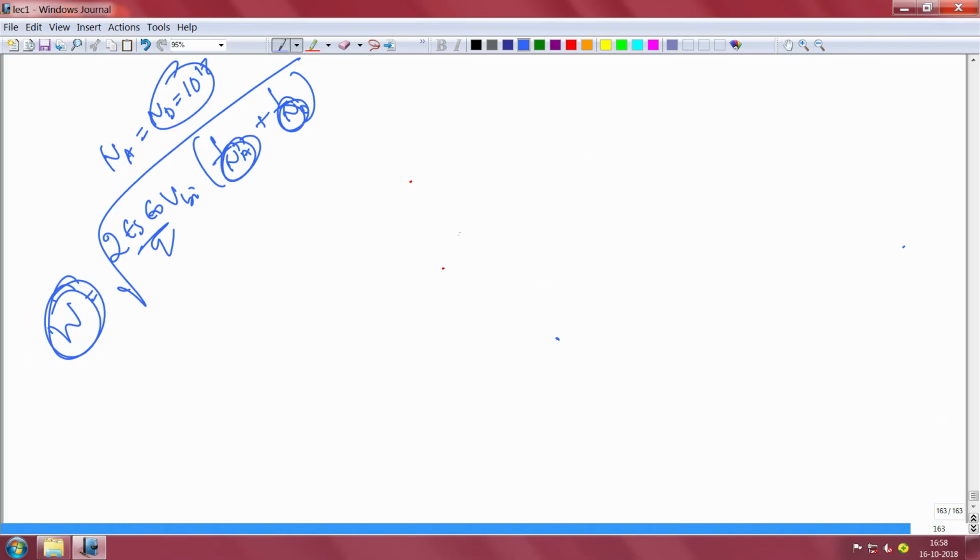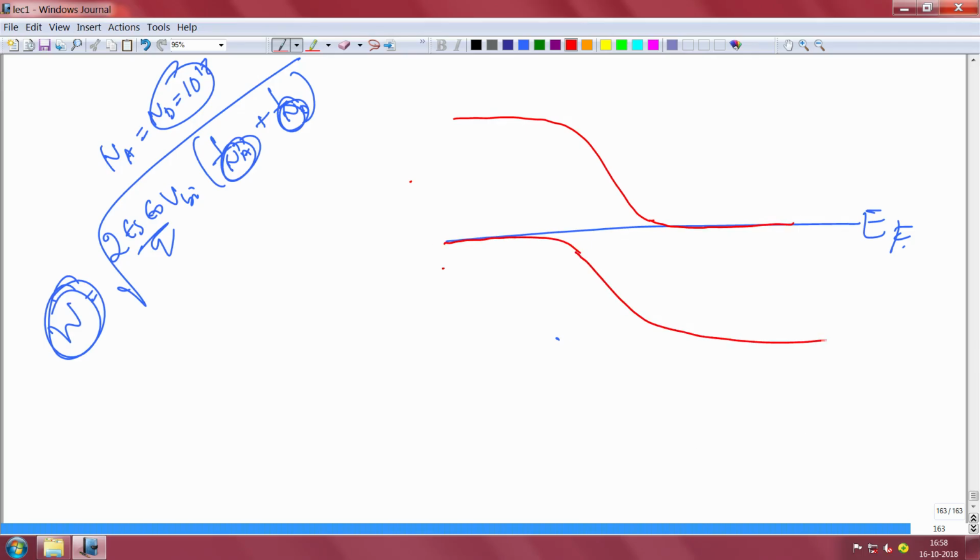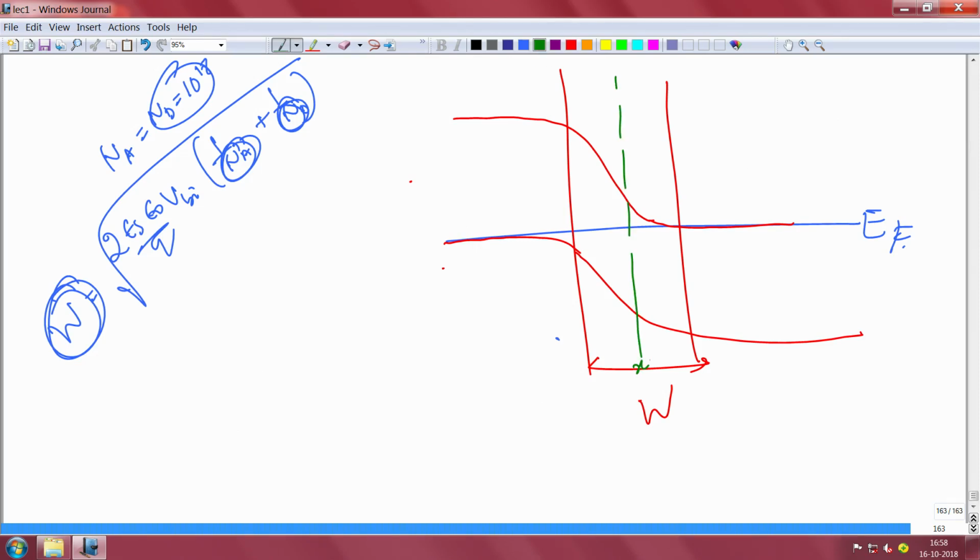So what will happen is that if this is your Fermi level, then your conduction band and valence band will have a very sharp depletion like this. This is the depletion, the total depletion is this, and this is your x equal to 0. Because the doping on both sides is the same, 10 to the power 18, you have the same depletion on both sides, but it will be very narrow. It can be even 10 nanometer or 20 nanometer or so on.